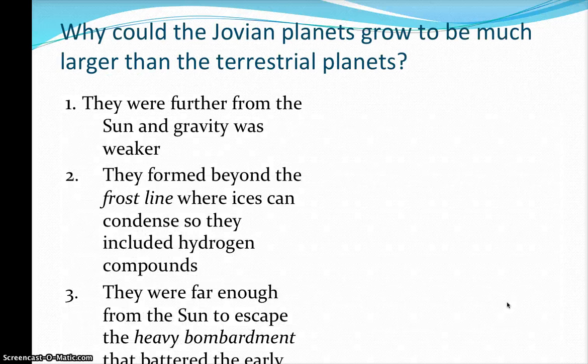So why were the Jovian planets able to get so much bigger? Well, think about it. There was more material to make them up, and so they could also include the hydrogen compounds. So the Jovian planets do have rocky and metal cores, but then the hydrogen compounds surrounded or gathered around those. There was a lot more of that material available, and so those planets became very, very large.